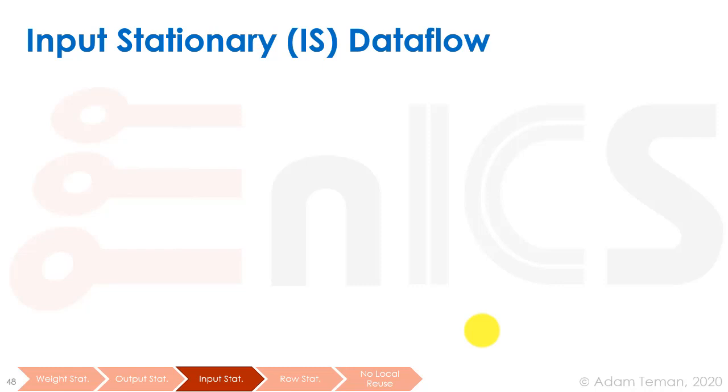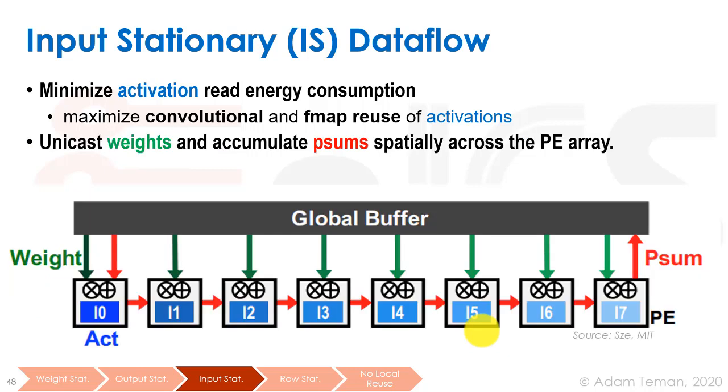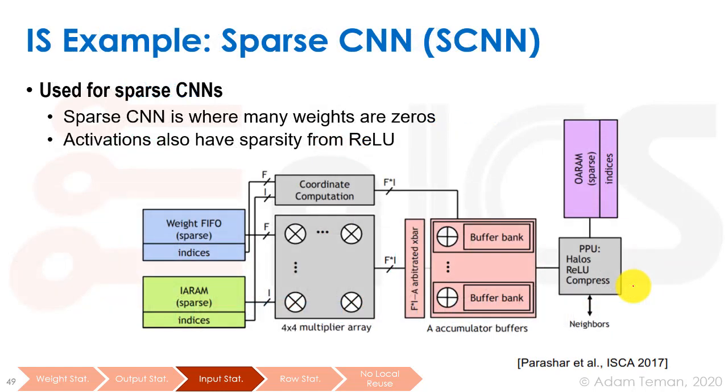Finally, we have the input stationary, which is a corollary to all the others. We're going to minimize the activation read energy consumption, and therefore maximize convolutional fmap reuse of activations. Here we're going to put the inputs inside our registers, and then we're going to unicast weights, and we're going to try to stream the partial sums spatially across the global buffer. A recent example of this is called sparse CNN, or SCNN, which is a type of accelerator that manipulates sparsity, and it uses input stationary to do that.